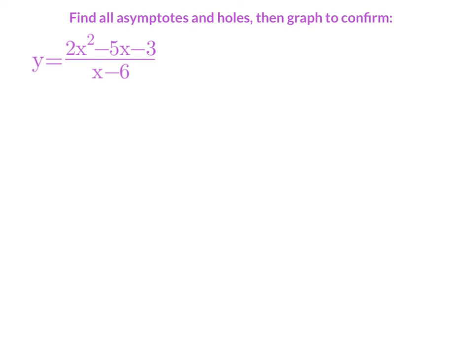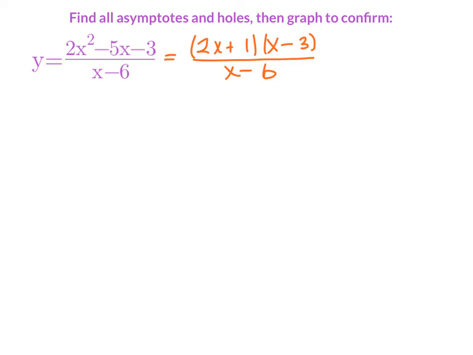This is the last example, I promise. Okay, let's do 2x squared minus 5x minus 3 over x minus 6. Luckily we only need to factor the numerator. Here we go, 2x plus 1, x minus 3 all over x minus 6. There's no factor that's the same on top and bottom, so I don't have any holes, which is lovely.